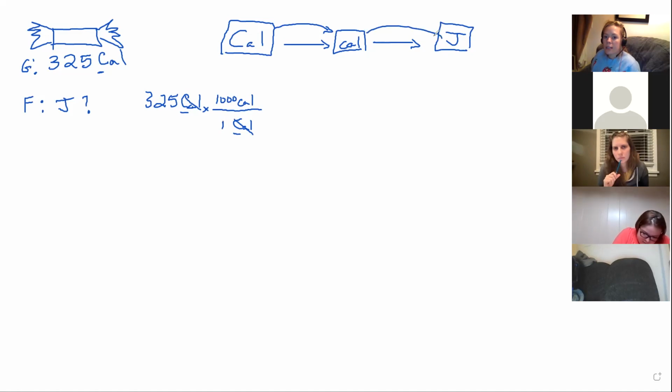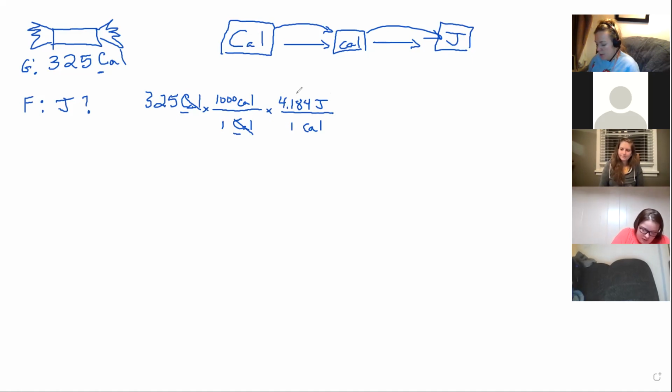Now we want to go from little C calories to joules. So little C calorie was on top. Now I'm going to put little C calorie on the bottom because I don't want it anymore, and I want to put joule on the top. 1 little C calorie is equal to 4.184 joules. We're going to end up with a relatively large number. There are quite a few joules in a candy bar.